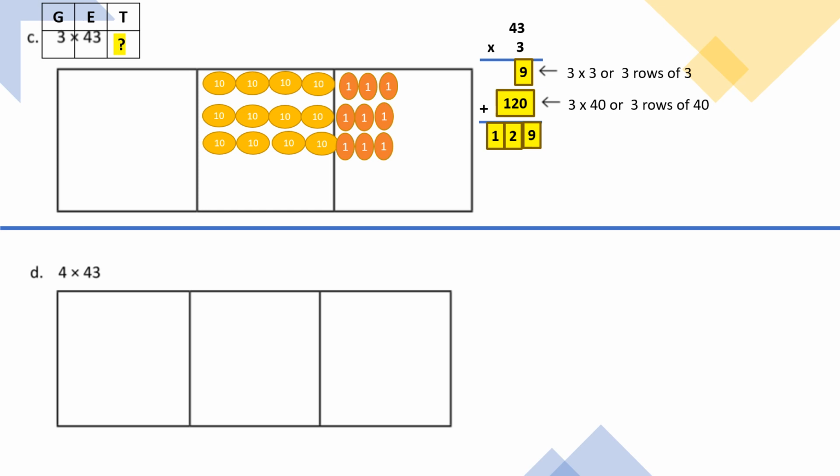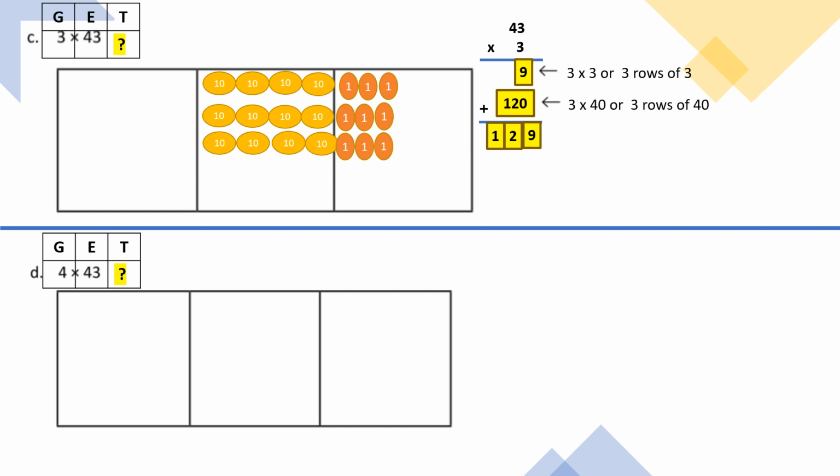If you need to pause it now to finish writing your information for letter C, go ahead and do that now. Now let's look at letter D. 4 times 43. Again, go ahead and create your get chart above that equation of 4 times 43.